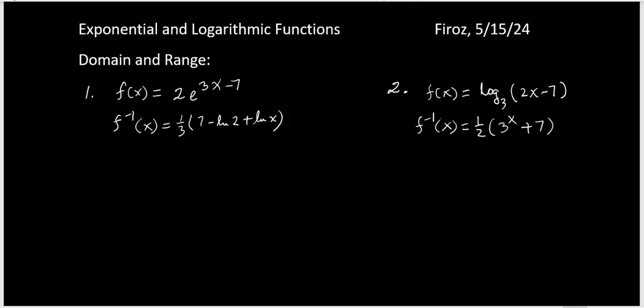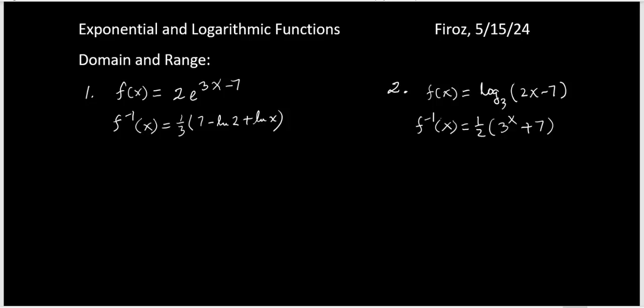Exponential and logarithmic functions. In our previous video, we have seen how to find the inverse of an exponential function and the inverse of a logarithmic function. So I'm taking the same examples. The exponential function f of x equals 2 e to the 3x minus 7 has the inverse function 1/3 times (7 minus natural log of 2 plus natural log of x). F of x is 2 e to the 3x minus 7.